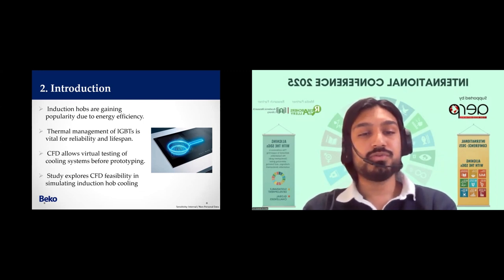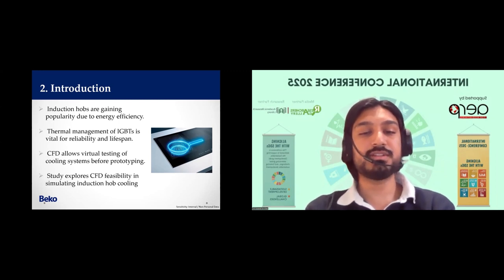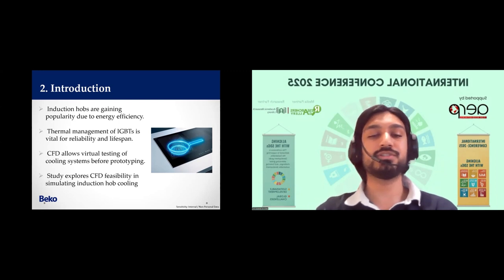In this study, we are using CFD tools. Computational fluid dynamics, or CFD, allows us to simulate airflow and temperature distribution virtually, enabling design optimization before physical prototyping. In this study, we investigate how accurately CFD can predict the real-world cooling performance of an induction hob.